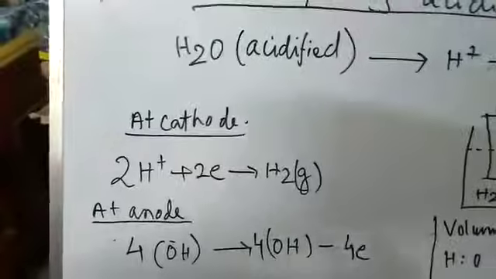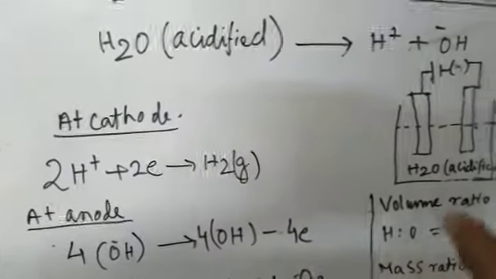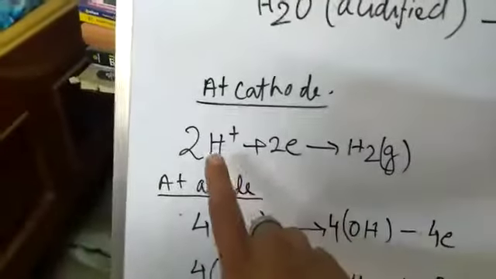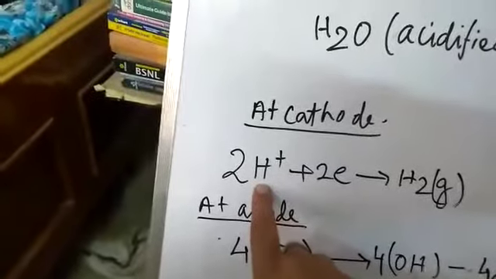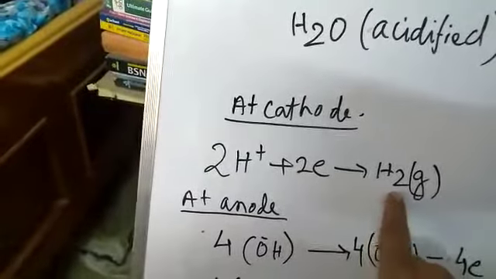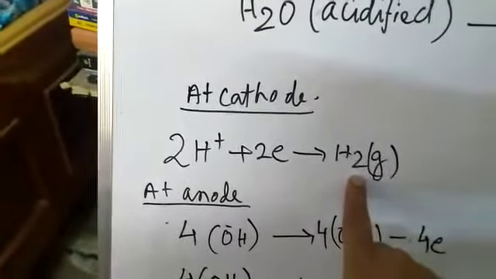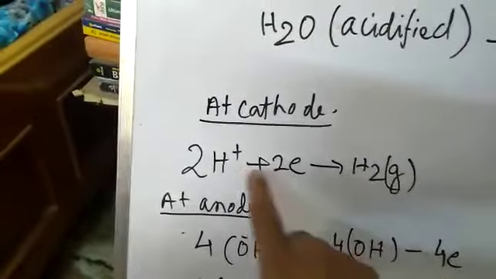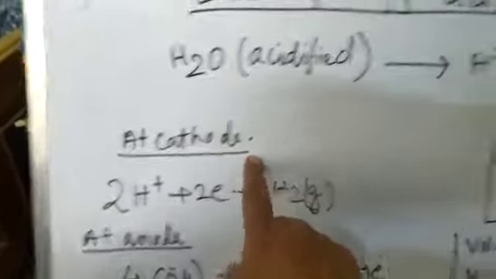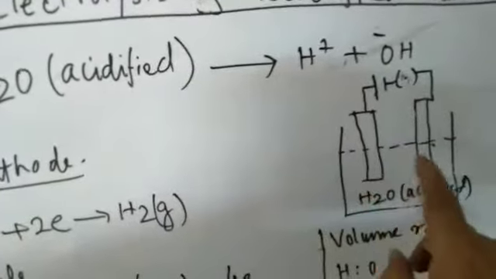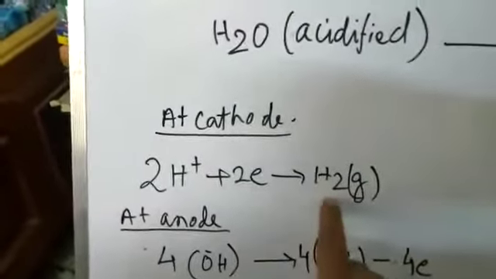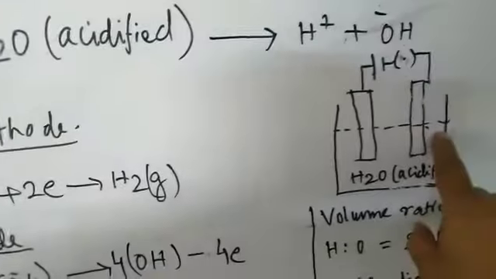And what happens at the cathode when electricity is passed? Two H plus ions accept two electrons to form a hydrogen molecule, because hydrogen exists as a hydrogen molecule, not as a hydrogen atom. So at least two hydrogen atoms are required, and they accept two electrons from the cathode, because the cathode is connected to the negative terminal, and form hydrogen gas, which is liberated from the cathode.